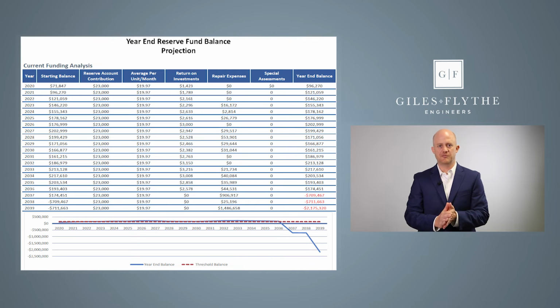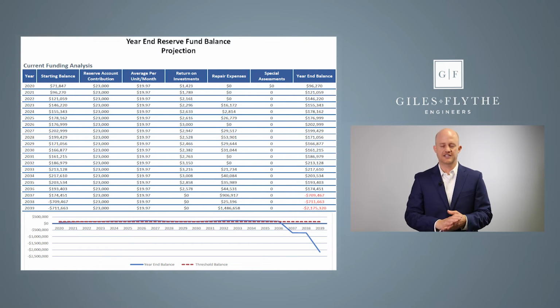After that, it's a pretty simple math problem. You have a starting balance. In this case, it's $71,000. You add $23,000, which is your budgeted contribution rate. There's a small amount of return on invested funds for this community. It looks like it was just a little over $1,000. And then you have your repair expenses that you subtract out of that, and that develops your year-end balance. Then the year-end balance just magically becomes the starting balance for the very next year, and the whole cycle repeats itself over the term.